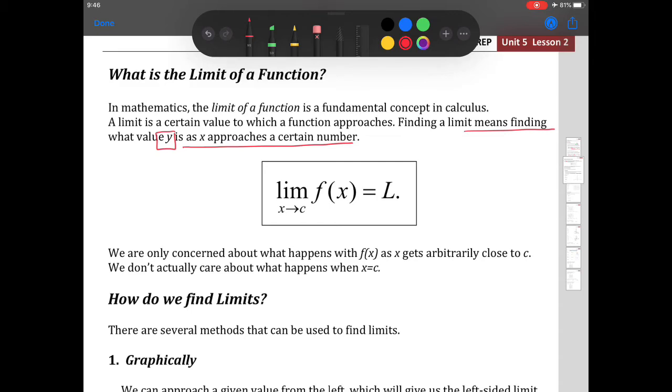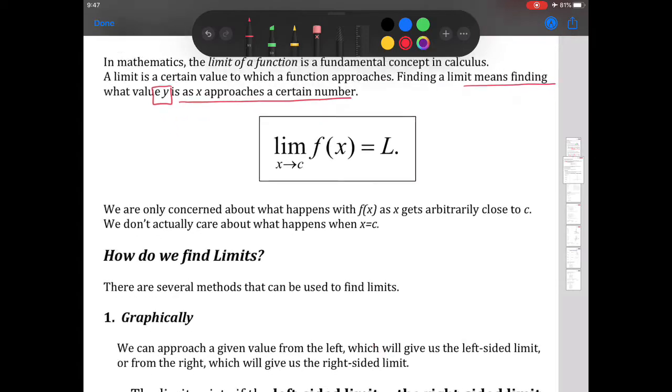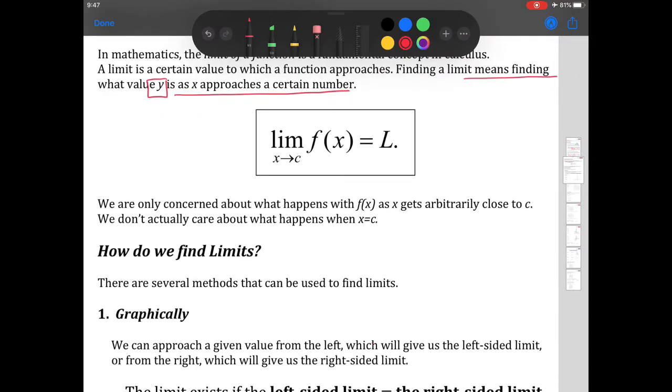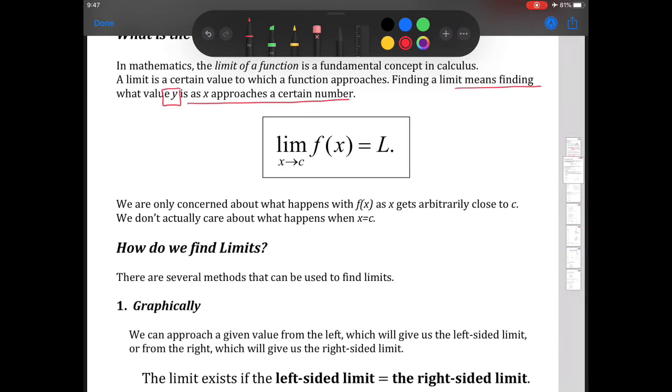This is the notation, and I will read it to you: the limit as x approaches c of f of x equals L. So please read it carefully. We are only concerned about what happens with f of x, which is your y, as x gets arbitrarily close to c. We don't actually care about what happens when x is equal to c. We're just worrying about what's happening when we are getting close to that certain value.